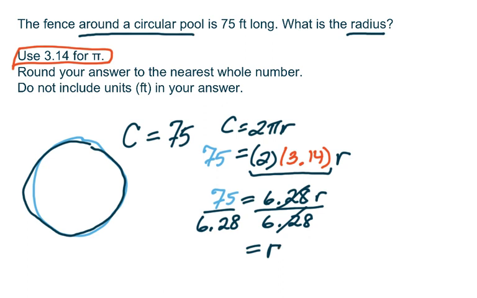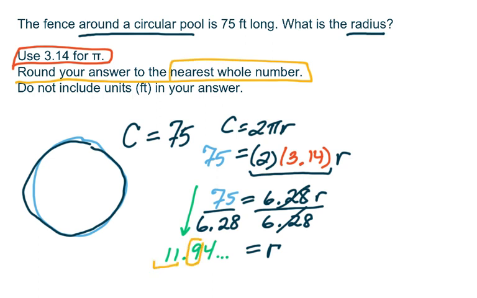On the other side, I'm going to divide top to bottom, just like writing. 75 divided by 6.28 gives me 11.94, and it keeps going from there. I don't need to do much more there because it says I should round my answer to the nearest whole number. So I'll start with the 11, looking at the next digit after that, it is 9, and that's going to have me round up. So I'm going to say that the radius is equal to 12.